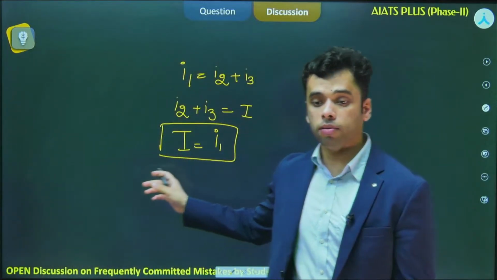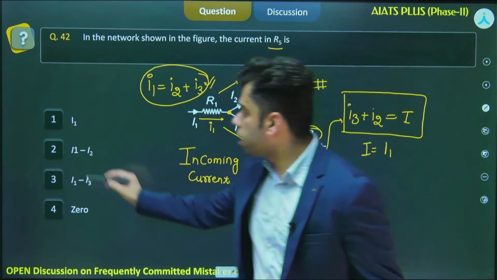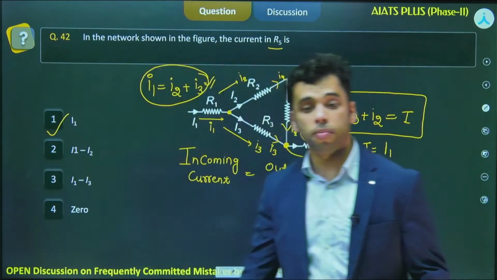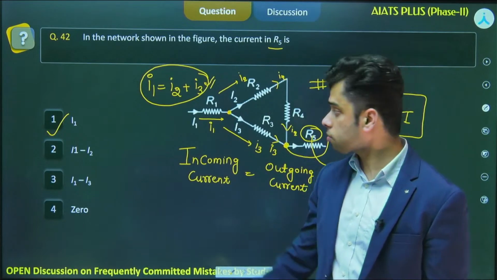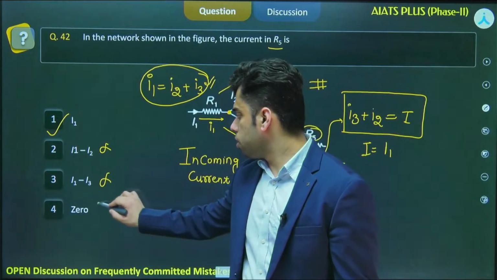I should be equal to I1, and I should be equal to I1. It means that the correct answer should be option 1. Someone commented the answer, yes, Kirchhoff's current law. So this one is wrong, this one is also wrong, and this one is also wrong.